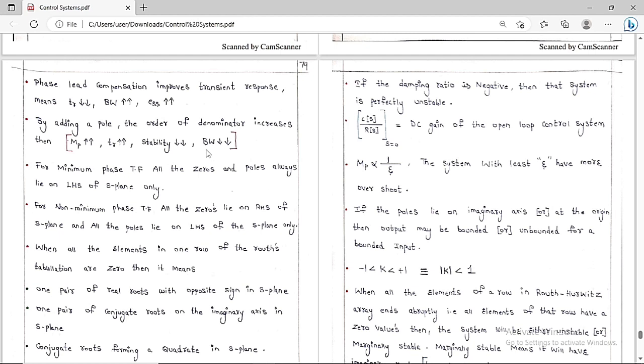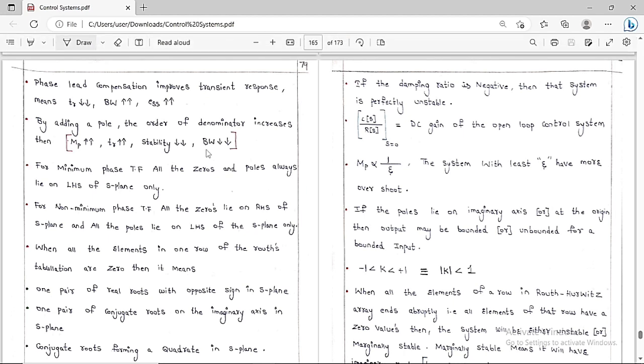Improving the transient response means the rise time is going to decrease, so the speed of the response will be very high. You already know the rise time into bandwidth is always equal to a constant. As the rise time decreases, the bandwidth must increase, so the product stays constant. And I've already told you it is going to deviate the steady state error, so the steady state error will increase. Also, the gain crossover frequency is going to increase. This point you always have to keep in your mind.